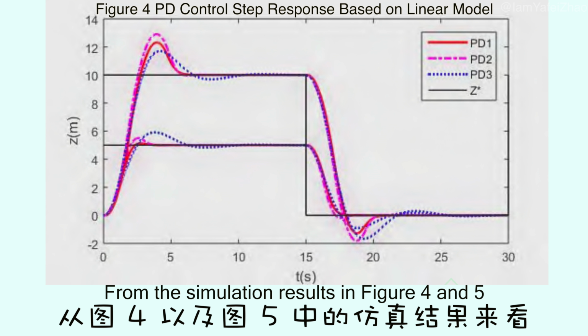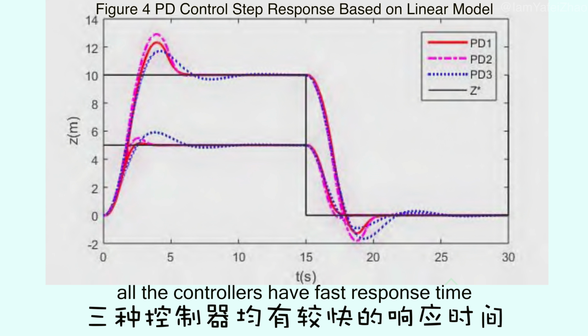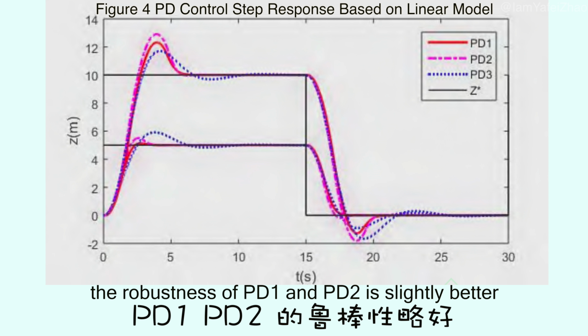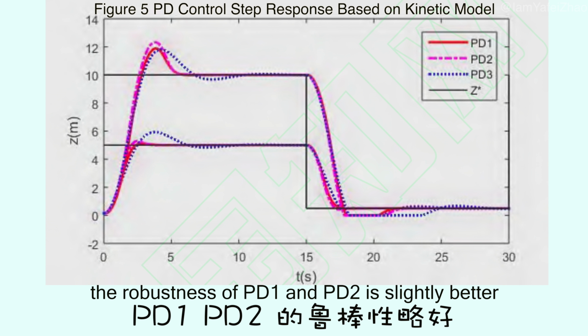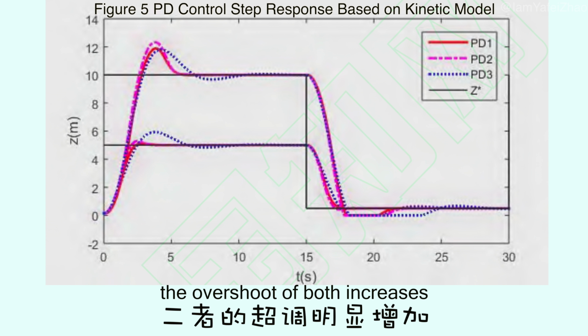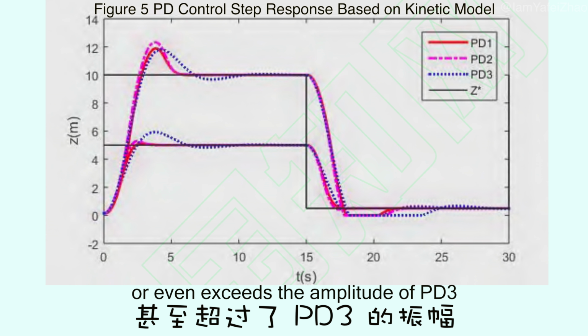From the simulation results in figures 4 and 5, all the controllers have fast response time. When the set hovering height is low, the robustness of PD1 and PD2 is slightly better. However, when the hovering height is higher, the overshoot of both increases or even exceeds the amplitude of PD3.